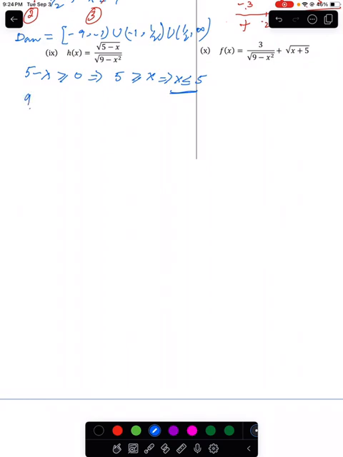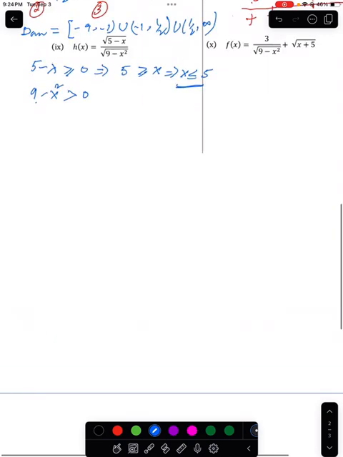So in the denominator I have 9 minus x squared. It has to be greater than 0. Why not equal to? I'm saying not equal to because it's in the denominator. If I set it greater than or equal to 0, it means I'm allowing 0 to be in the denominator, which is not correct. But now look at this. This is a quadratic inequality, so you are not going to solve it like a quadratic equation. You have to factor it. So 3 minus x times 3 plus x is greater than 0.